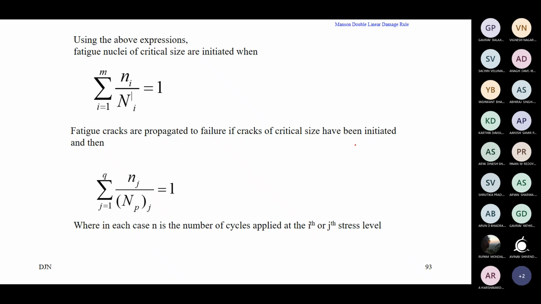It is still linear. You can see it is just a cycle ratio. There is no quadratic or exponential term in this equation. It is a linear rule, but we apply it two times. One is by considering the initiation time, and once initiation is there, then the same linear rule applies for the propagation. This rule was brought in by Manson, therefore his name, and all together we call it the Manson double linear damage rule, which is developed based on the Palmgren-Miner hypothesis, or the Palmgren-Miner simple linear damage rule. Okay.